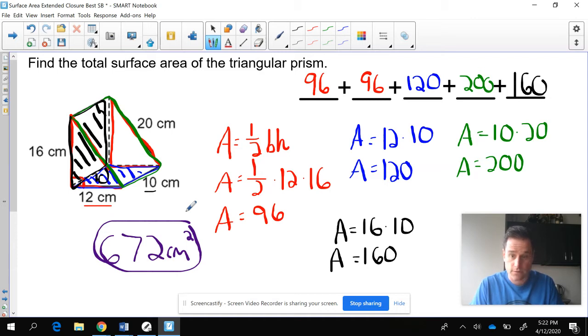Sometimes I like to solve it a different way. If I solve it a different way and I still get the same answer, that's also a good indicator that you did it right. Okay, let's take a look at number 2.